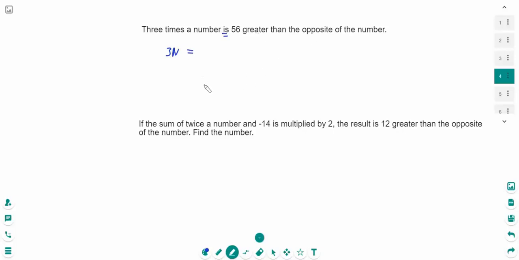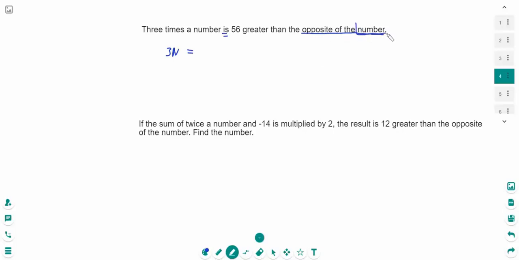number. So this is kind of the direct opposite of the previous problem. Instead of saying 56 less than, here we're saying 56 greater than. So now we're not taking 56 away from something, we're adding 56 to something. All right, so what are we adding 56 to? Well, we're adding it to the opposite of the number. What's the opposite of the number?